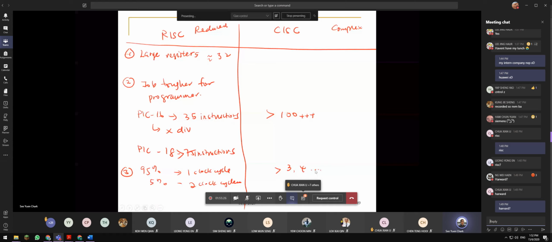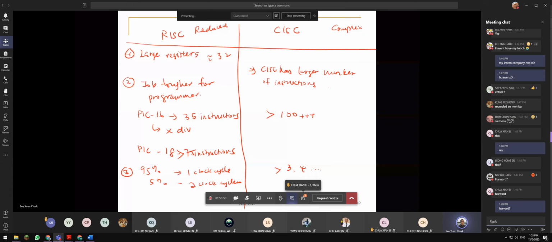I believe you already studied microcontroller, microprocessor. If you're using RISC instruction, the number of instructions is less. Let's say I write something here. I add another thing. CISC has a larger number of instructions. So many addressing modes.